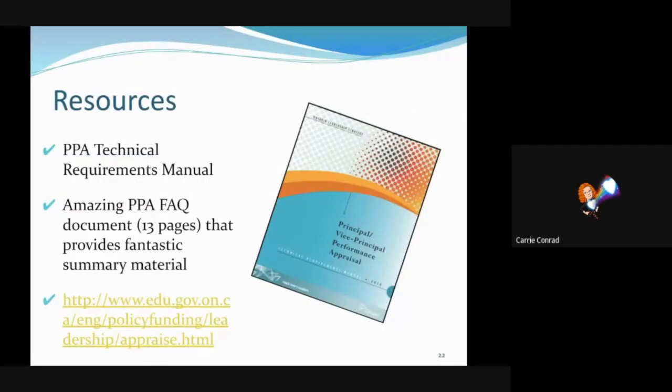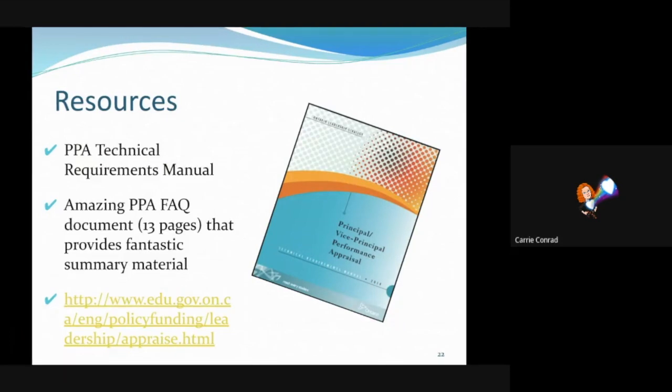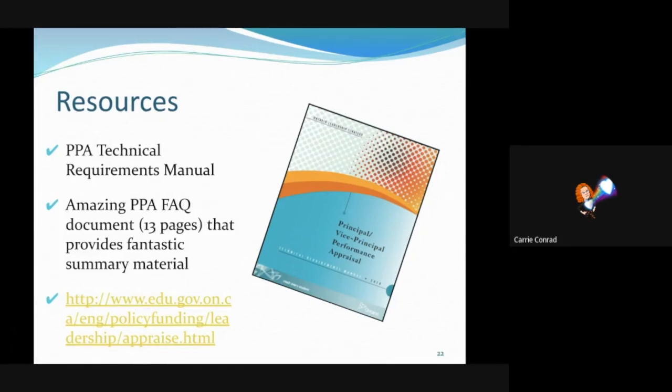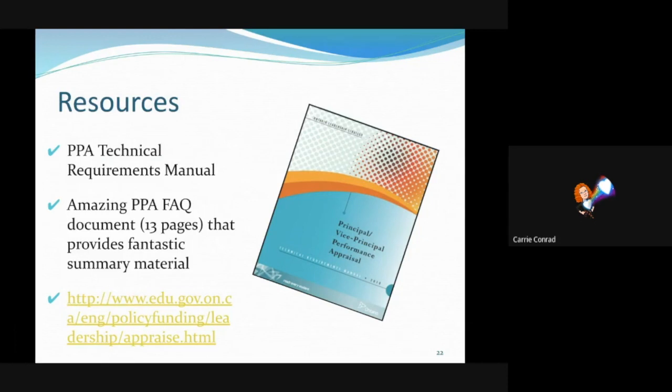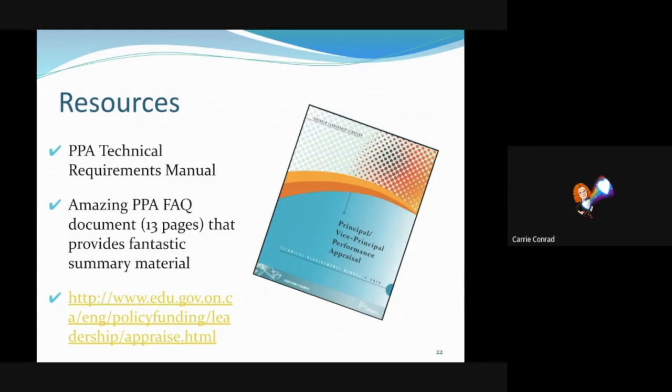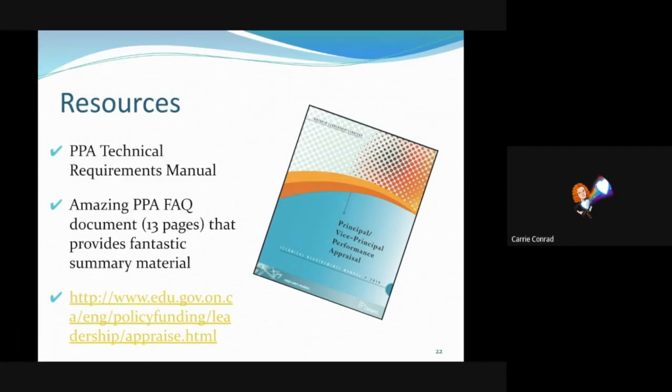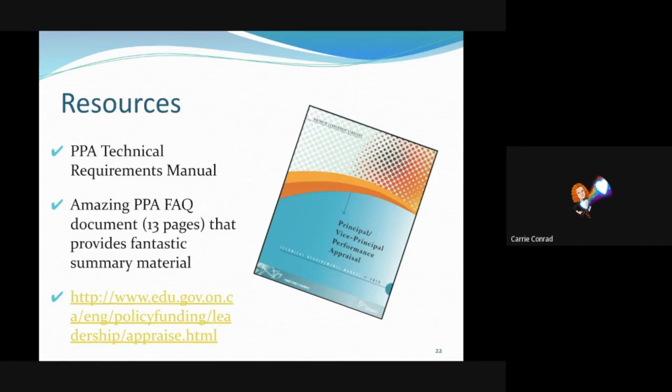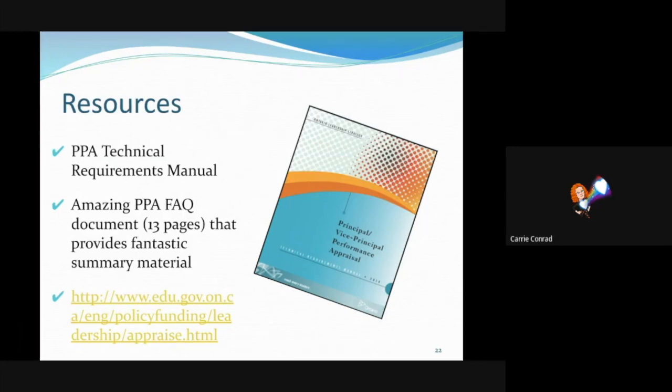They're excellent resources. As future leaders, I would suggest you definitely familiarize yourselves with the PPA Technical Requirements Manual, which is a fairly daunting manual. However, the ministry has also prepared an amazing PPA FAQ document. It's 13 pages. It provides fantastic summary materials specifically related to the timelines, the Ontario Leadership Framework, the expectation on appraisees, and also identifies periods in which someone may be absent or seconded, and how that affects the PPA process. And a link has been provided for your reference, which will allow you to link to both the PPA Technical Requirements Manual and the FAQ document.